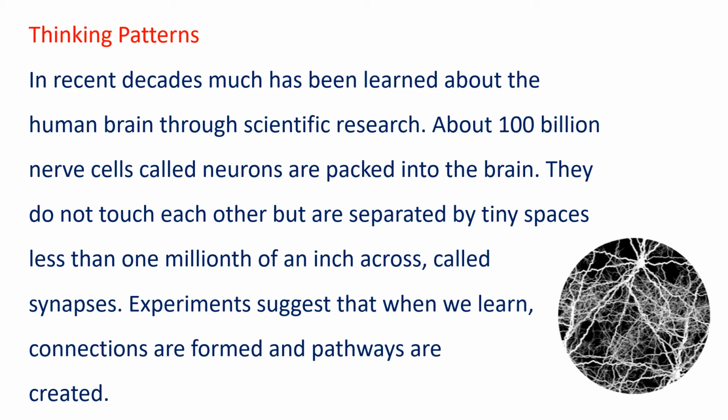Thinking patterns. In recent decades, much has been learned about the human brain through scientific research. About 100 billion nerve cells, called neurons, are packed into the brain. They do not touch each other, but are separated by tiny spaces less than 1/1,000,000th of an inch across, called synapses.